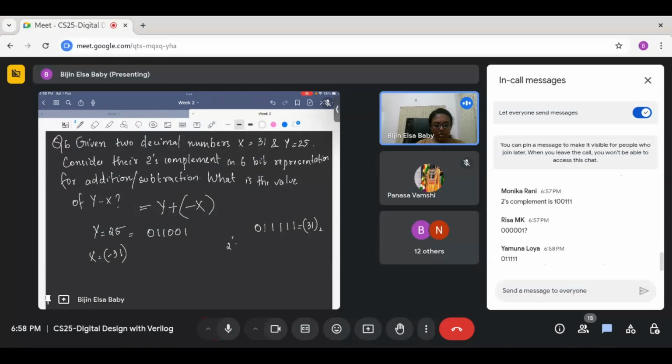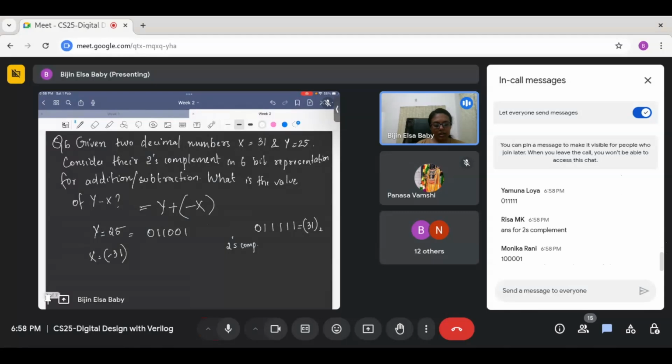Now 2's complement is 0001, that is not the 2's complement. This is the binary representation. Now take the 2's complement. Yeah, 100001, that is the right answer.